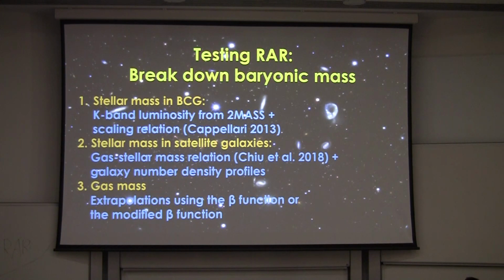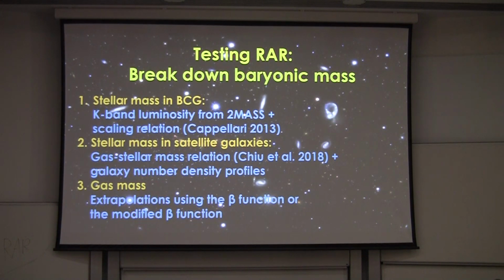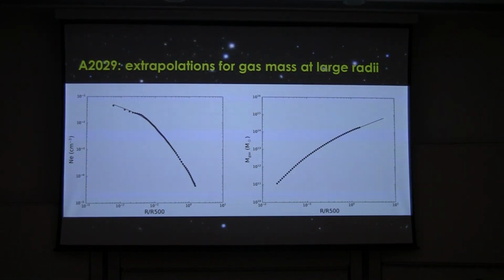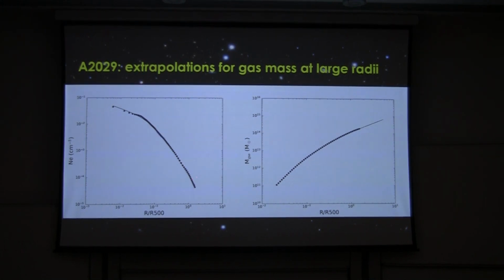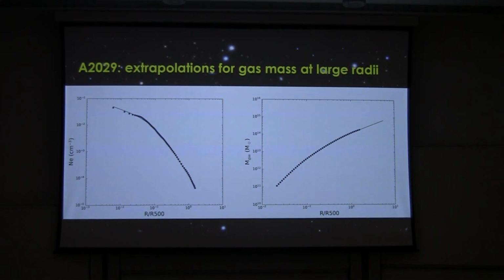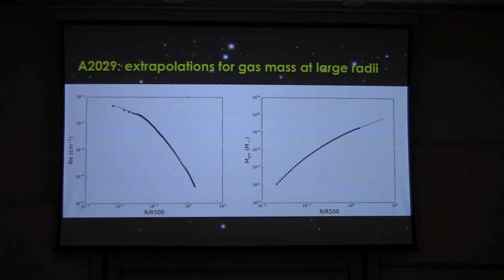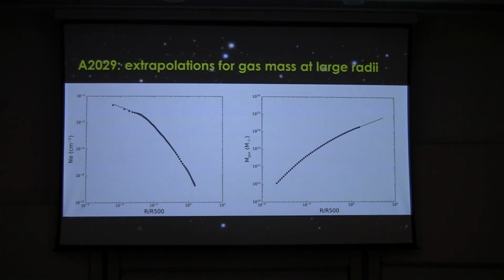For gas mass, because our total dynamical mass extends to very large radii, where there could be no X-ray emitting gas, we use extrapolations, assuming either a beta function or multiple beta function, determined up to where we have the X-ray data. To give you an idea what the extrapolation is like, I use the modified beta function. This is the electron number density, the fit is good, and this is what the cumulative mass looks like. This was somewhat expected: we have more gas at larger radii.